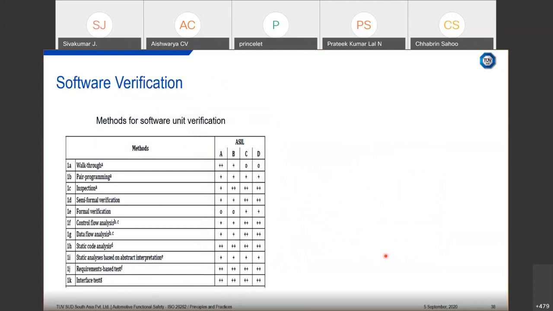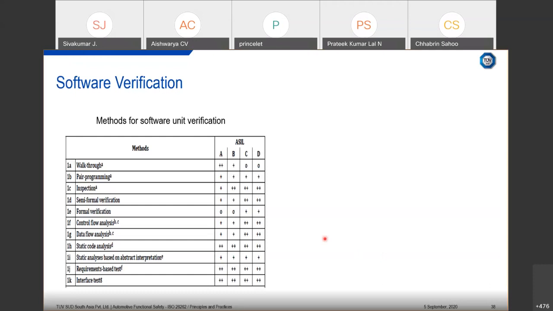When I come to the right-hand side, we follow the testing and verification of the software units. Here the expectation is, first, you verify the software being developed by doing static code analysis, dynamic code analysis, and also perform unit testing to ensure the correctness of the software unit being developed. Also, along with that, there are various levels of reviews with respect to various ASIL levels, like walkthrough, inspection, semi-formal verification, formal verification, and so on.